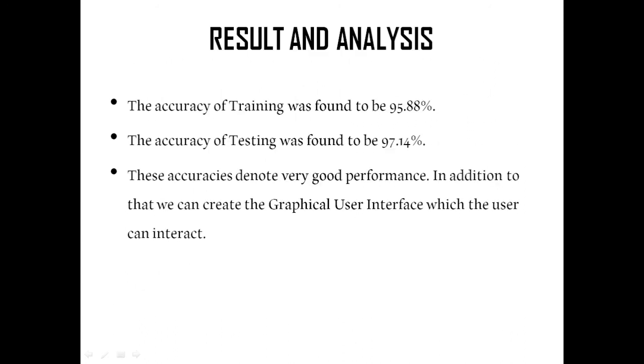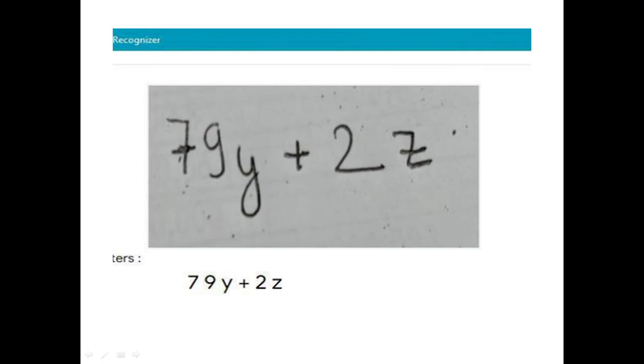Next, result and analysis. The accuracy of training was found to be 95.88%. The accuracy of testing was found to be 97.14%. These accuracies denote very good performance. In addition to that, we can create a graphical user interface which the user can interact with. In this image, we can see human handwriting and also the characters recognized by the machine.